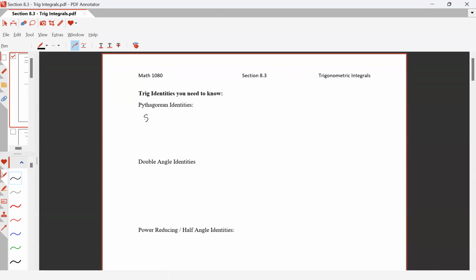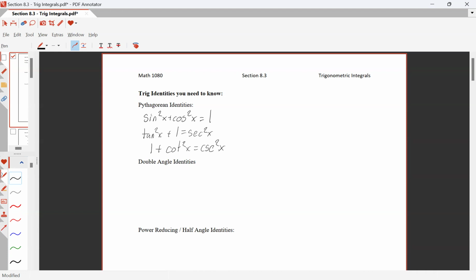Our Pythagorean identities are sine squared x plus cosine squared x equals 1. And then the other two come from first dividing everything by cosine squared. So everything divided by cosine squared would be tangent squared x plus 1 equals secant squared x. And the other would be dividing everything by sine squared x. Dividing everything by sine squared is 1 plus cotangent squared x equals cosecant squared x.